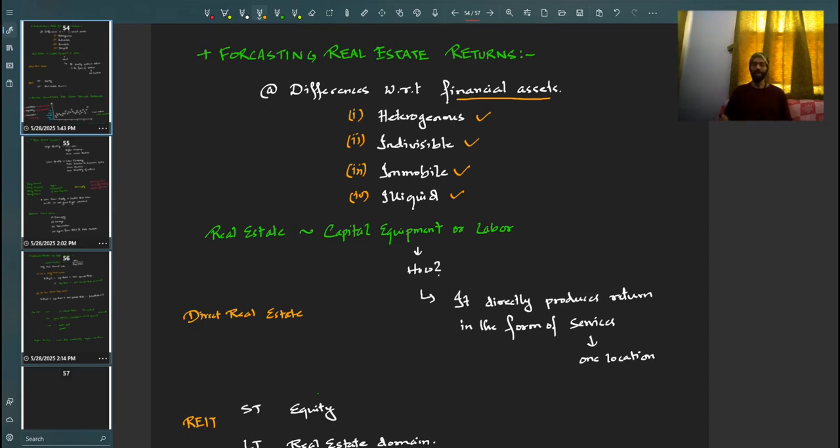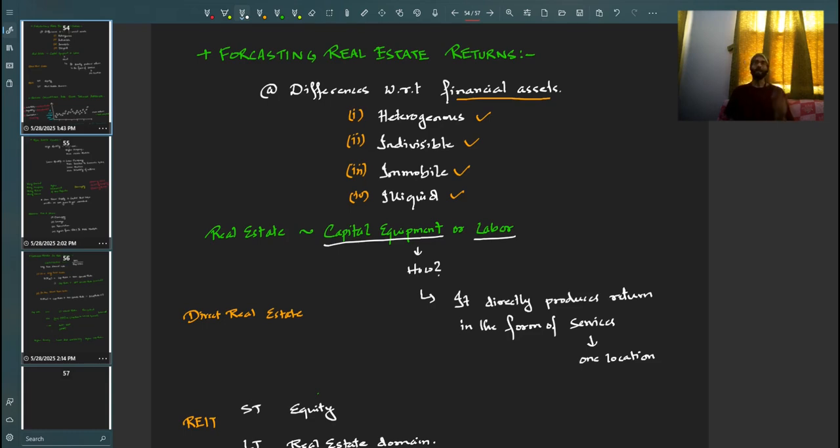Now, the next question is whether it is similar to certain other assets other than financial assets. The answer is yes. Real estate is very similar in behavior to things like capital equipment or labor. Through capital equipment and labor, what do you get? You buy an equipment, let's say a commercial vehicle or a trailer or a crane or a dozer or an offloader or dock equipment. What happens is you directly use it or you rent it out and you get periodic returns. Same with labor.